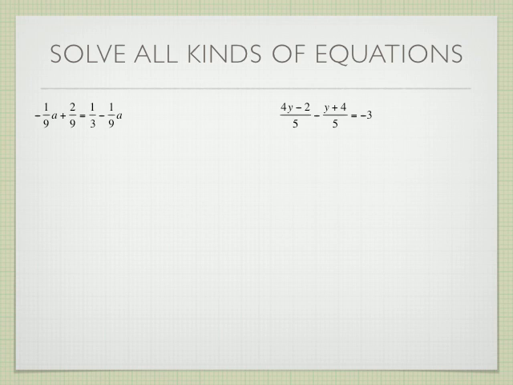Negative 1/9 a plus 2/9 equals 1/3 minus 1/9 a. Okay, there's my fence. What I do on one side of the fence, I have to do on the other side of the fence. I could easily clear fractions, but I'm just going to do this one without, just to show you that you can do it both ways. So if I try to get all my variables on one side, I'm going to add 1/9 a to both sides. That gives me 2/9 on the left and 1/3 on the right.